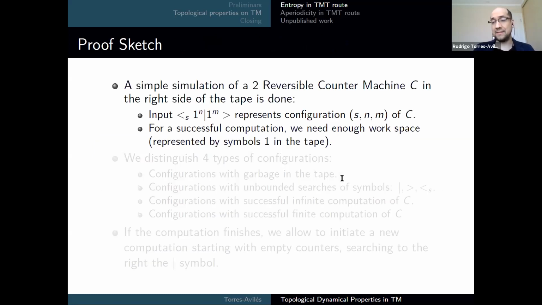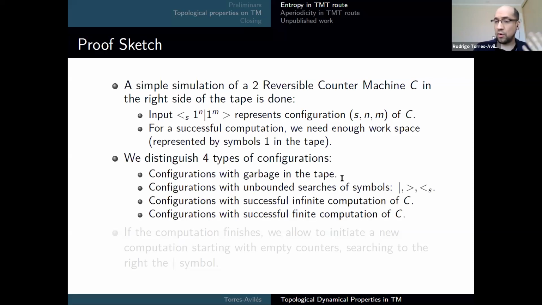What this does is that we consider a very simple simulation of a reversible two-counter machine C, such that we consider the counters to be an amount of 1s with special borders, in this case the greater than, less than, and stick symbols. And we want to work over a tape full of ones if the space is available. So four types of different configuration will be possible.